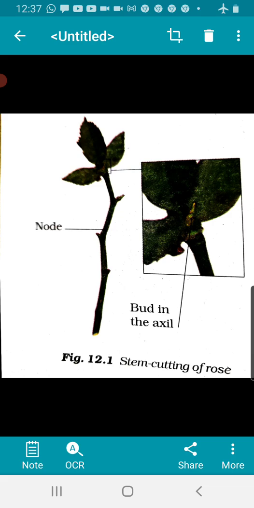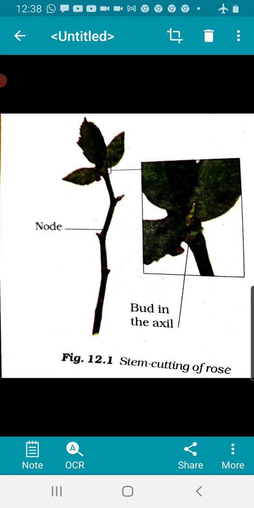In asexual reproduction, the plants can give rise to new plants without seeds. Means the new plants are obtained without production of seeds. So in this, vegetative propagation is a type of asexual reproduction in which new plants are produced from roots, stems, leaves, and buds. Since reproduction is through the vegetative parts of the plant, it is known as vegetative propagation.